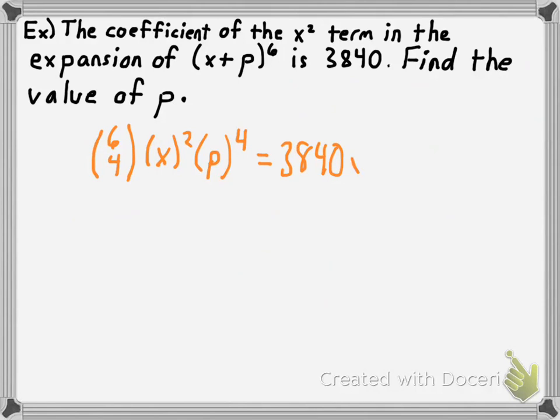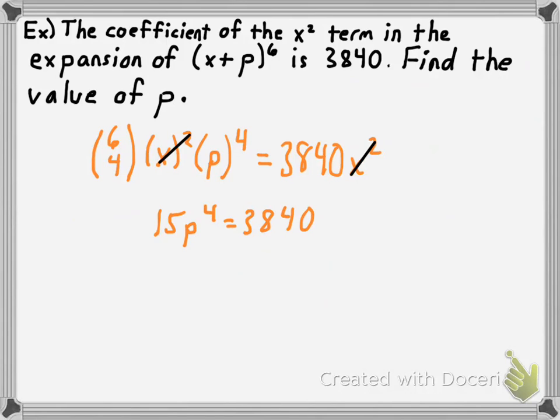and since it's the x squared term, we know this term is supposed to equal 3,840 x squared. And so now all we've got to do is solve this equation for p, and it won't be nearly as difficult as you might think that it is. For one, we've got an x squared on both sides of the equation that we can divide out quite easily. So those will cancel, that'll cancel. And then 6 choose 4, we can do that on the calculator. And that gives us 15. So 15p to the 4th equals 3,840.